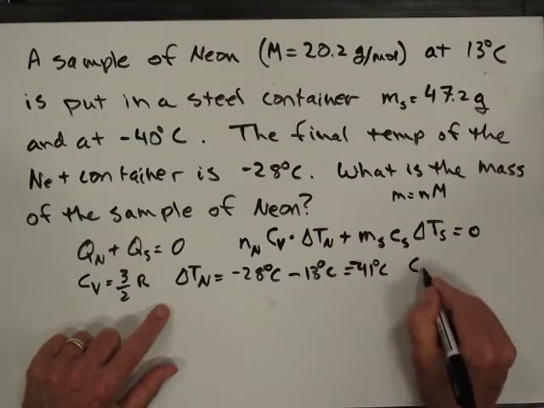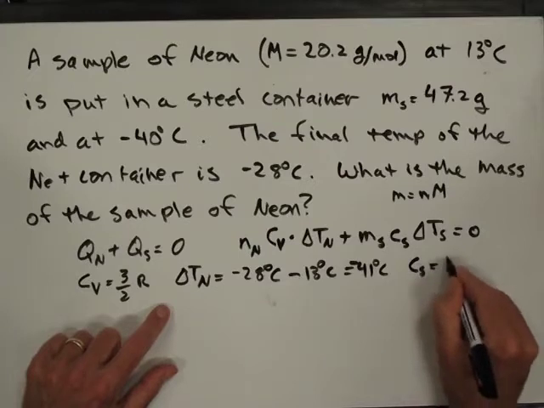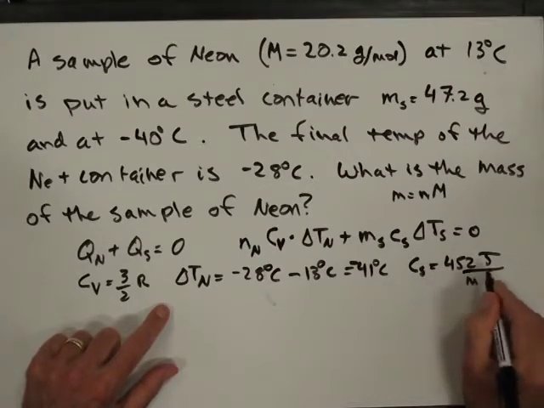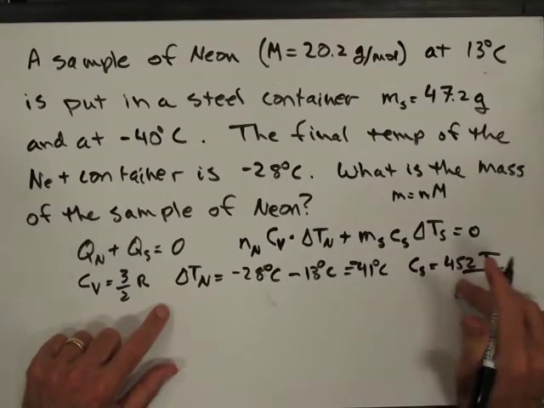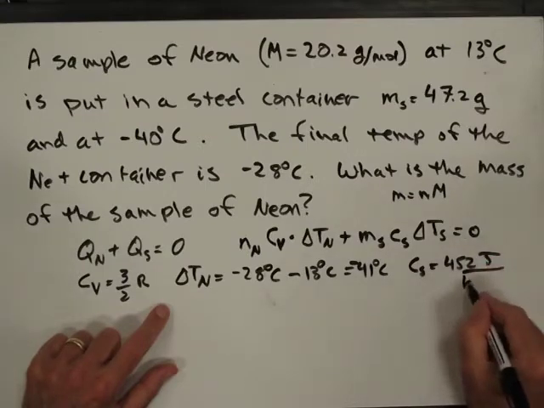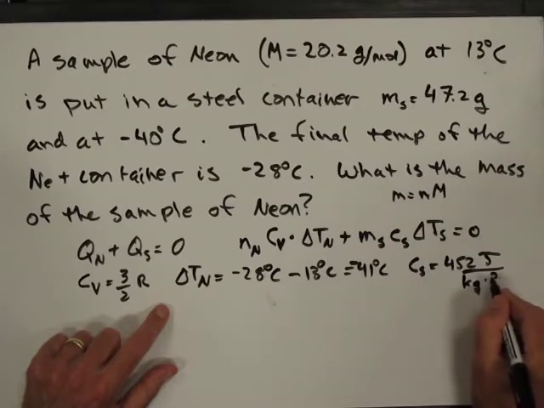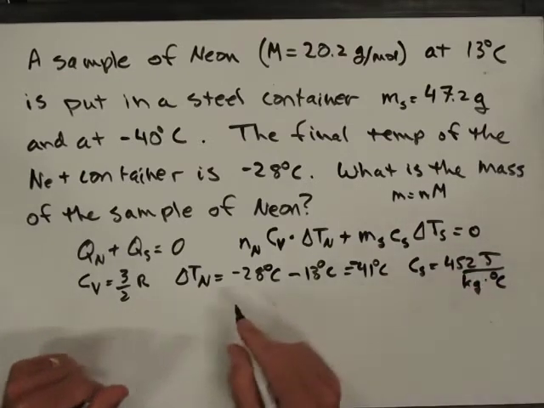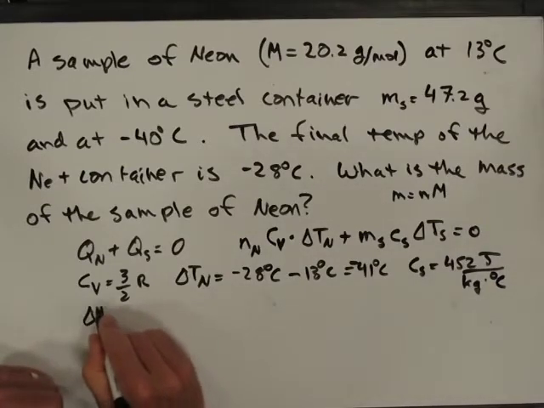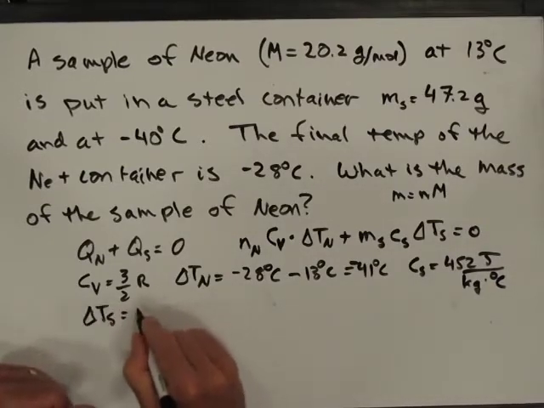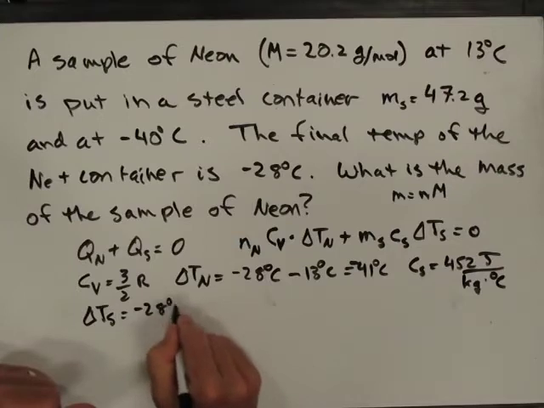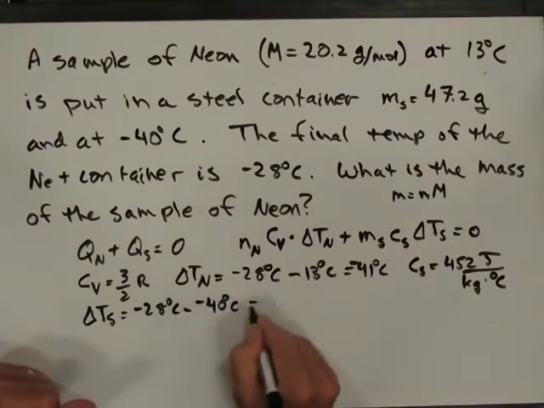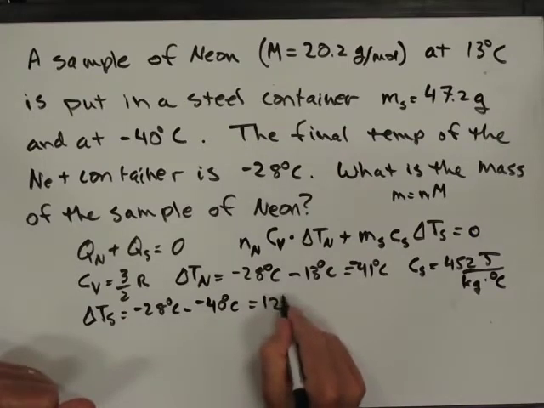The specific heat capacity for the steel is 452 joules per kilogram degree C, or Kelvin. Again, they're temperature differences, so it doesn't matter. And then finally, delta T for the steel is the final, which is minus 28 degrees C, minus the initial, which is negative 40 degrees C, which is 12 degrees C.